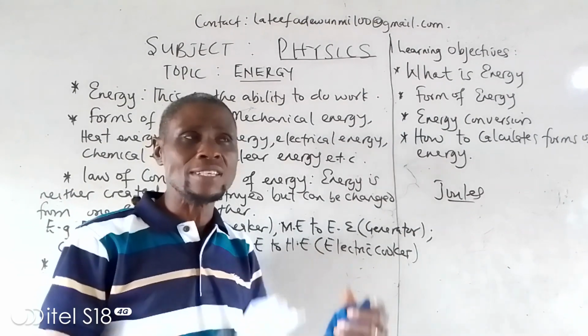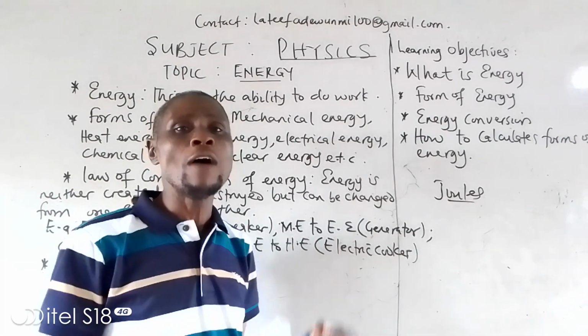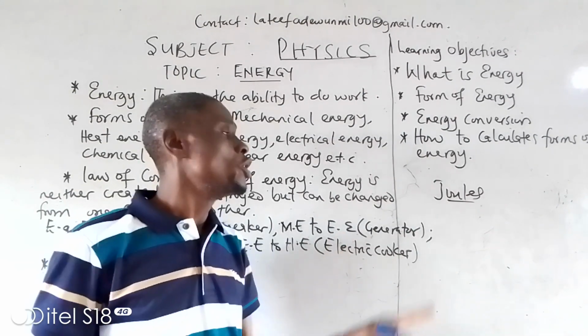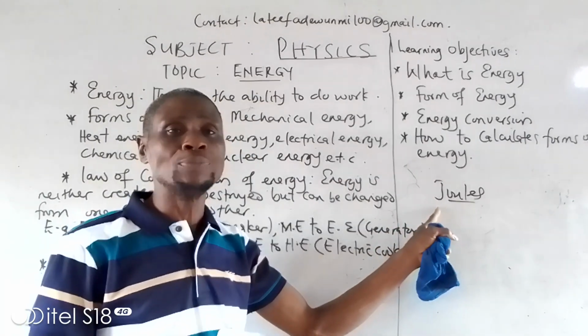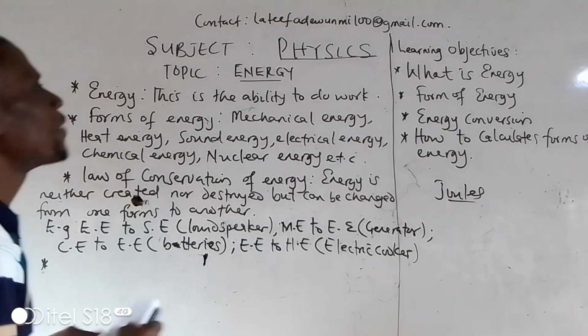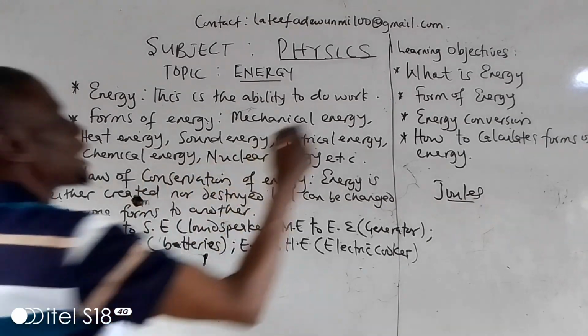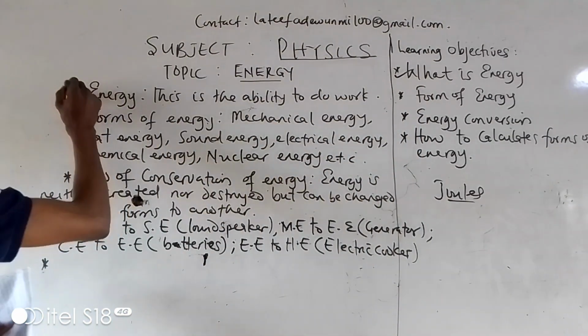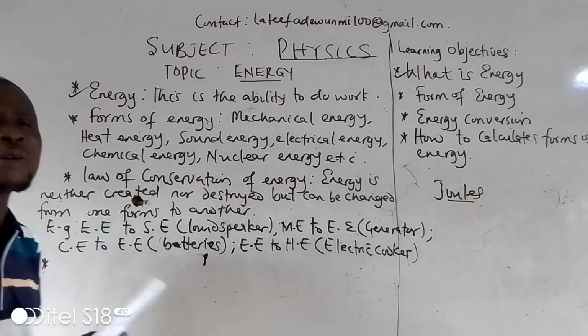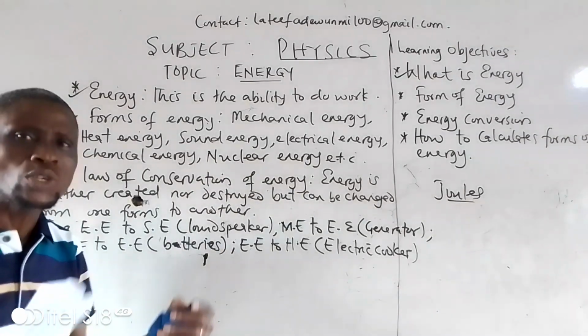Like you all know, in physics, we have to put units. Everything is measured in a particular unit. So the unit of energy is what? Joule. Having said that, we have defined what energy is, which is the ability to do work, as our first learning objective. Let us now look at the different forms of energy that we have.